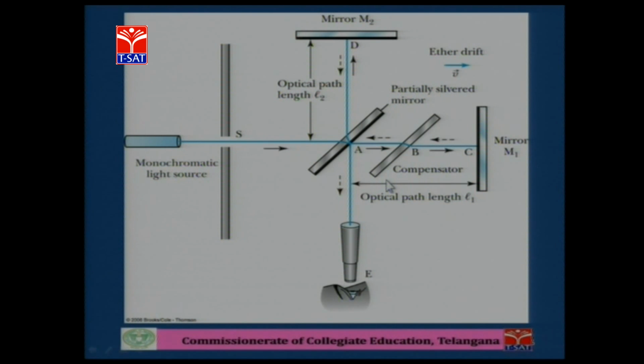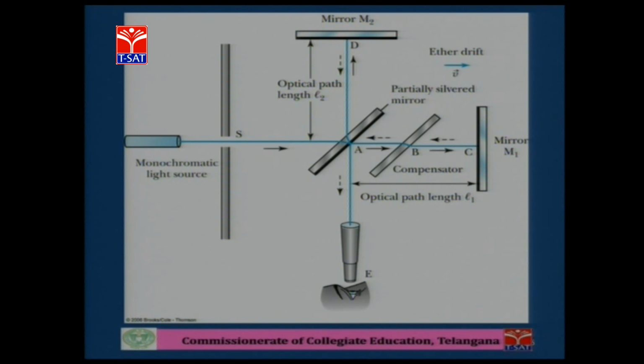Suppose that the optical length between this partially silvered glass plate, or semi silvered glass plate A, to mirror M1 is L1, and to mirror M2 is L2. Then L1 is made equal to L2 by using a compensatory glass plate, which is shown here, called B. So these two lengths are equidistant. We will make them equidistant, like L1 equal to L2, later in the theory where we derive the path difference between the two rays.